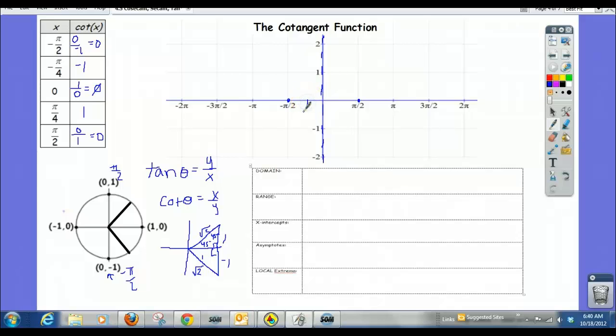Alright, so now I'm going to graph negative pi over 4, negative 1, and pi over 4, 1.